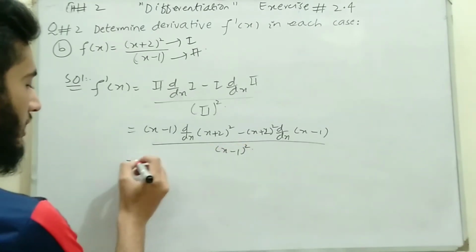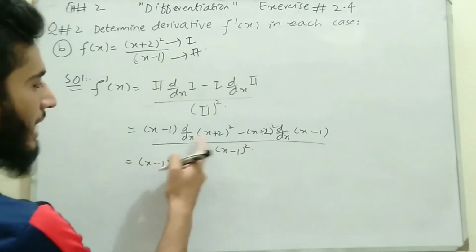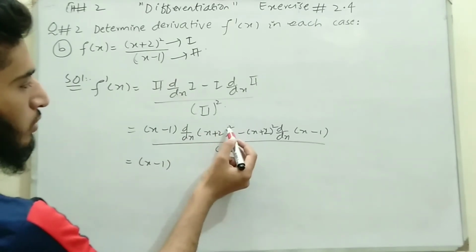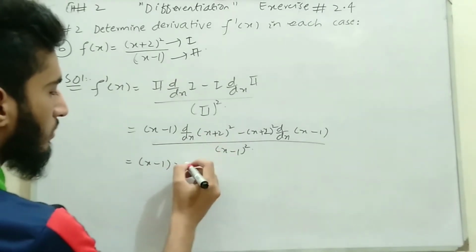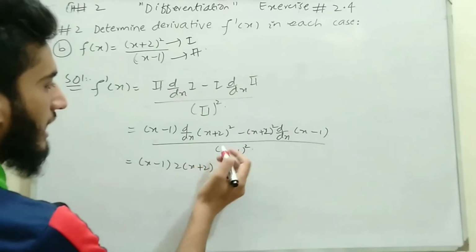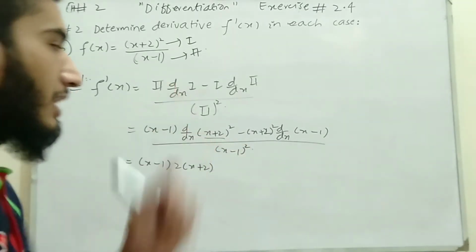Now after simplification it becomes (x minus 1) d by dx of this function. Using generalized power rule 2 will come to the front and we will subtract 1 in the power. It becomes just x plus 2 and take the derivative of this inner function which gives us a value 1.